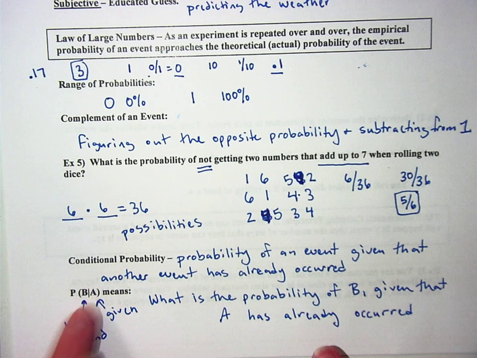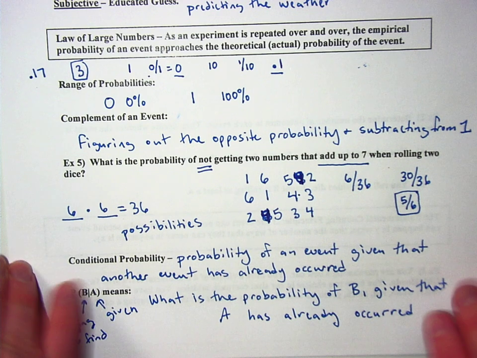Yeah, so A is given. That's like the past, and the first one is what you're trying to find right now.